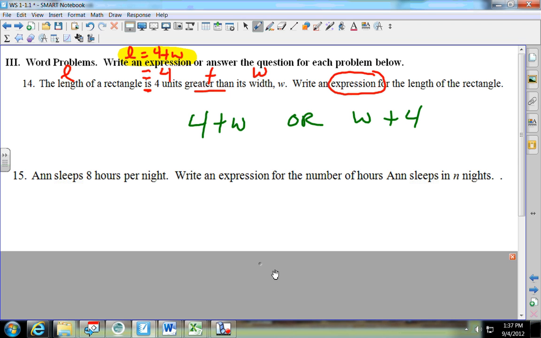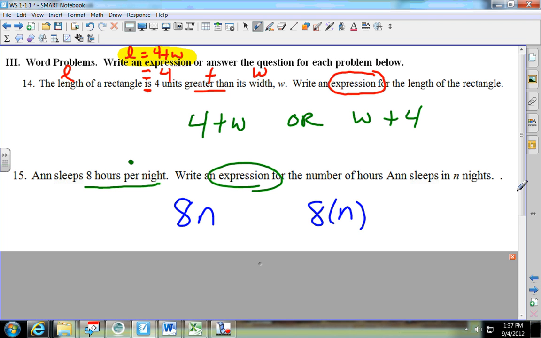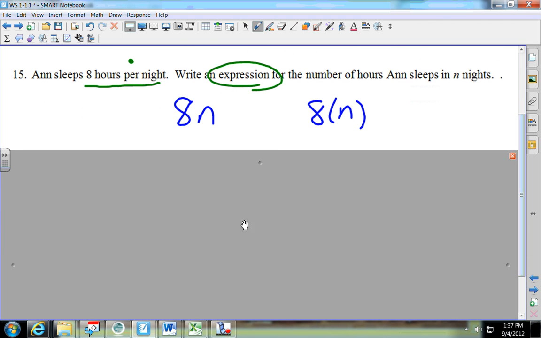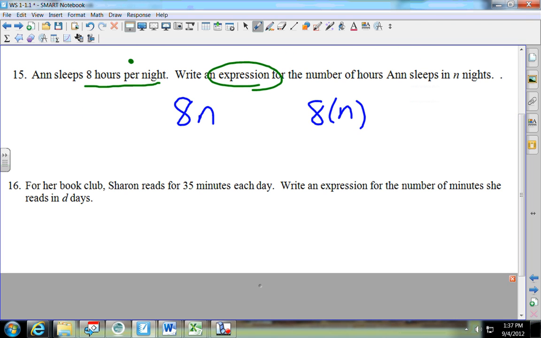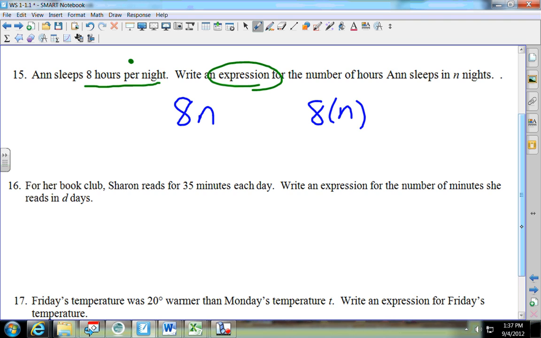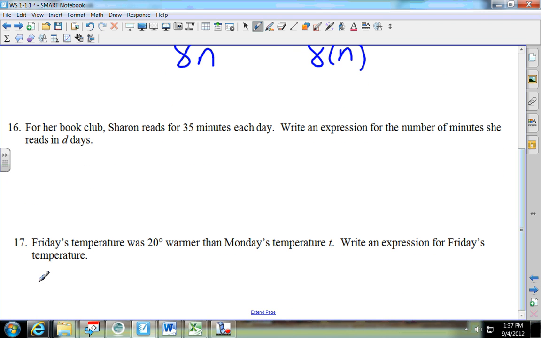It says Anne sleeps 8 hours per night. Remember, per means to multiply. Write an expression for the number of hours Anne sleeps in N nights. So it's 8 times N. You could write it like that. You could put it in parentheses. Next, pause the video and see if you can do 16 and 17.